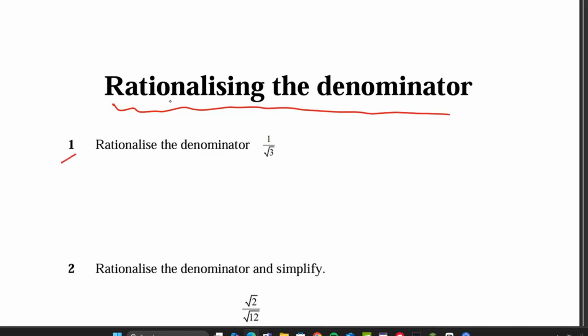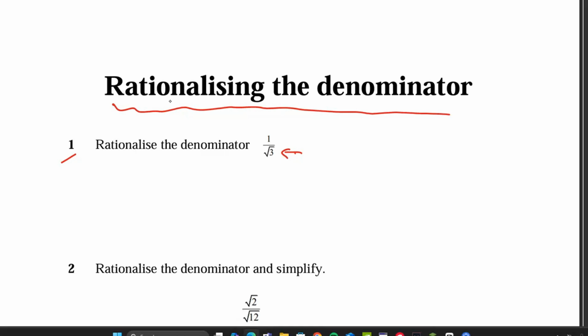Let's look at question number 1. Rationalize the denominator. 1 over root 3 means you have an irrational number at the denominator. So we need to turn it into a rational number so that further calculation or any simplification would be much easier. So that is the main purpose.